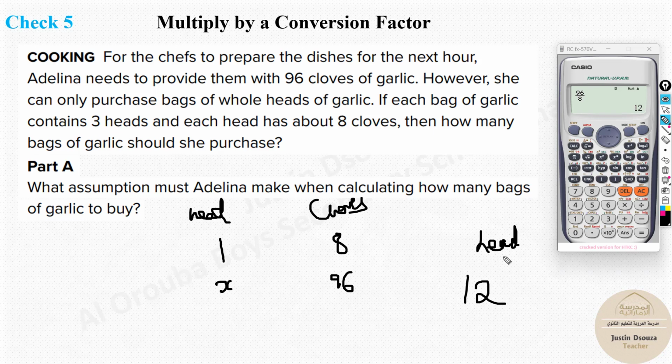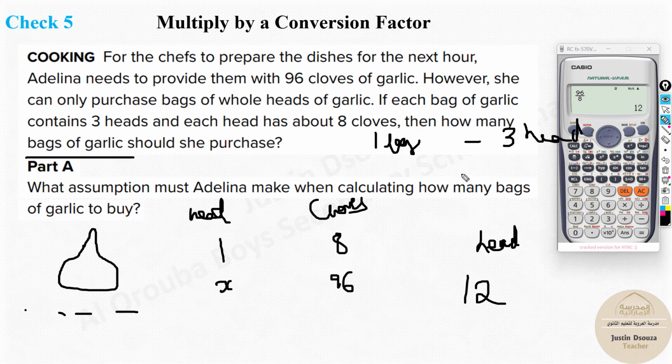If she peels one head, you will get 8 cloves. So she needs 12 like that, which she needs to clean, and she'll get 96 cloves. But they have not asked how many heads. They have asked how many bags of garlic. We know 12 heads, but one bag contains how many? 3 heads, 3 whole garlics. One bag is less, you have more heads. You have 12 heads, divided by how many? One bag contains 3. So how many bags are required? 4 bags. The final answer is 4.